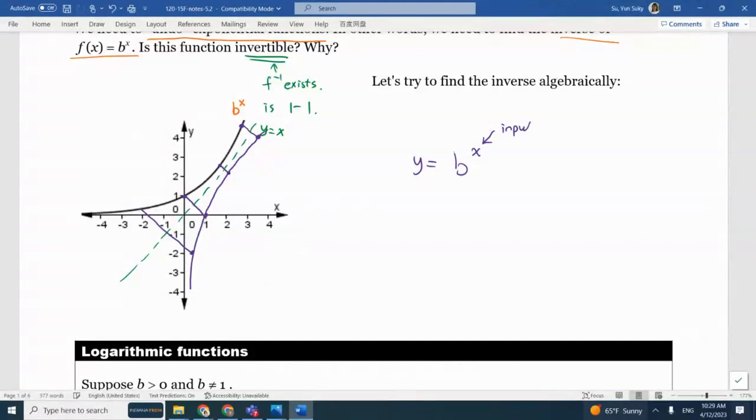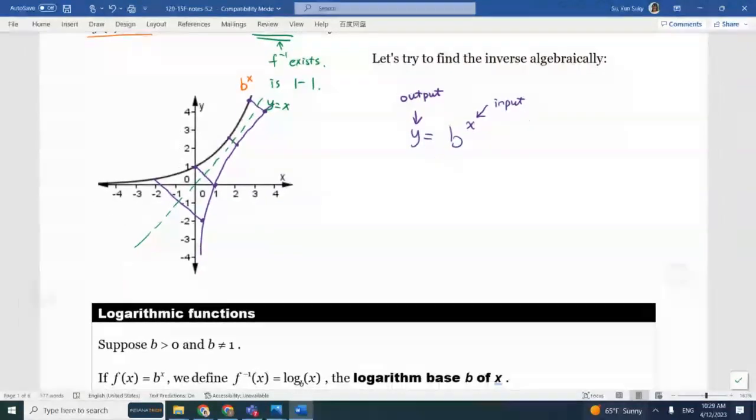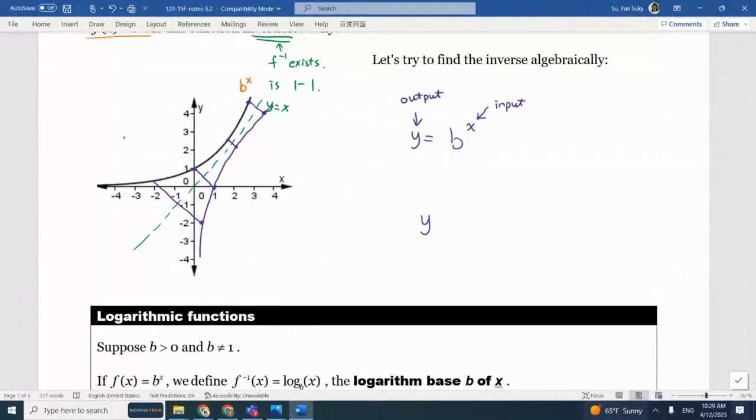X is the input and y is the output. Right, everybody? Now let's introduce the logarithmic function. So log b of x. Now b is still the base. You see, the b is the base, so the base is still the same. So you put the log and you put the b on the right hand side. So this is the base.